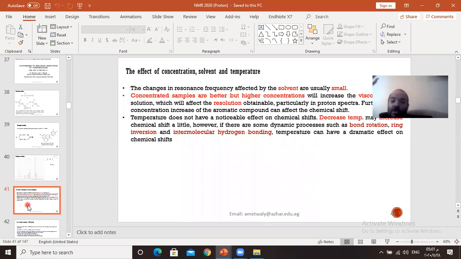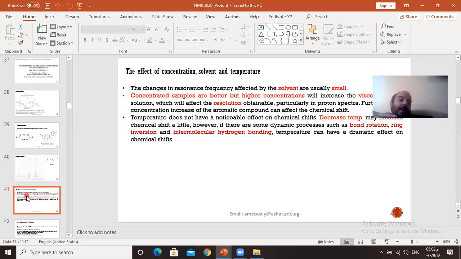The concentration, the solvent, and the temperature of course affect the spectrum. If you send it for proton NMR and you need a clear splitting system, don't make it over concentrated. If you send 20 milligrams, that is a very good amount. But for carbon, it's okay to make it over concentrated, not like the proton. The temperature effect is not much more, but it matters in cases like intramolecular hydrogen bonding. When you increase the temperature, it decreases.